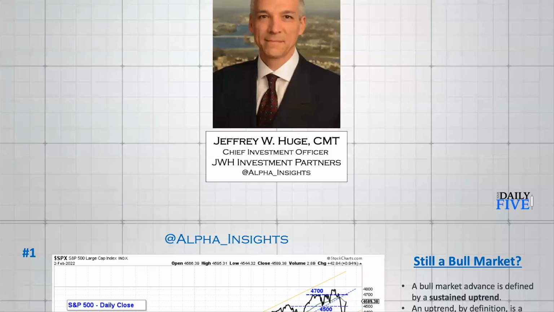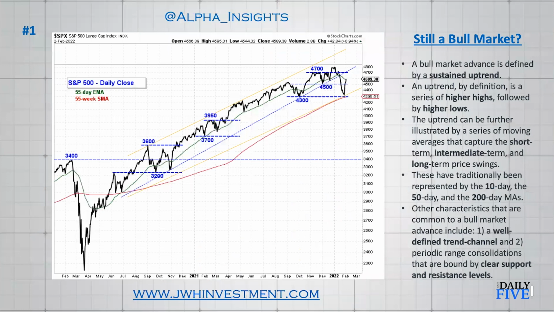Slide number 1 really addresses the elephant in the room. Following January's 10% peak-to-trough drawdown, the question on everybody's mind is this: are we still in a bull market? Well, we've showed this chart in the past, and we made a few adjustments to the chart just given the price action that we saw over the course of the last month. But I think it makes sense to really redefine what a bull market is for that matter. And so let's just go through it point by point.